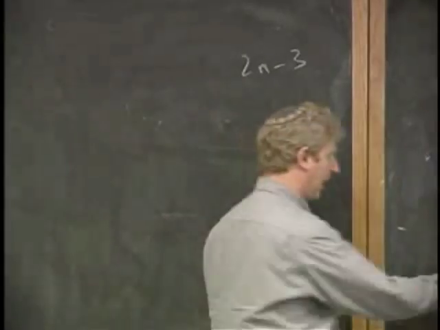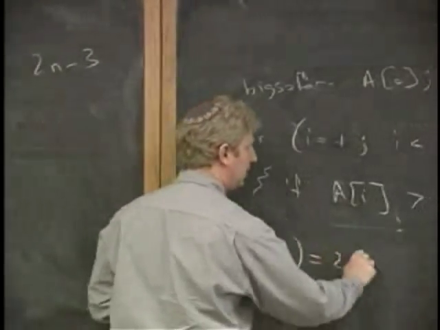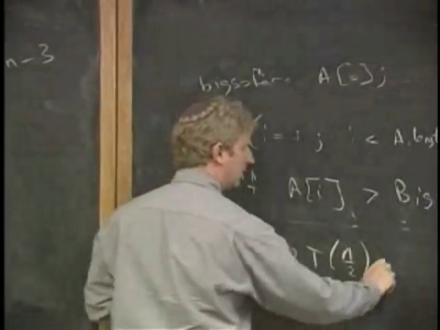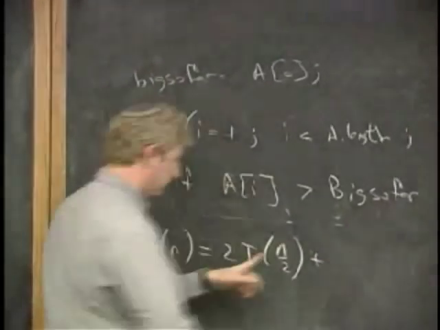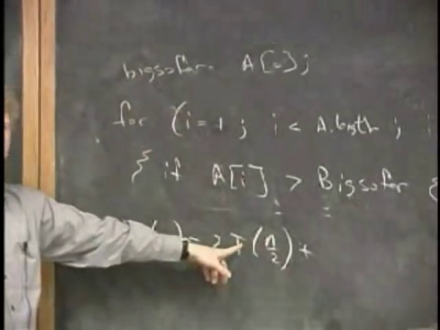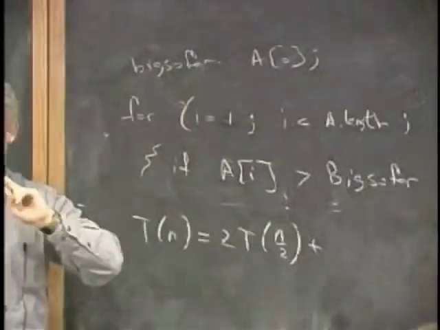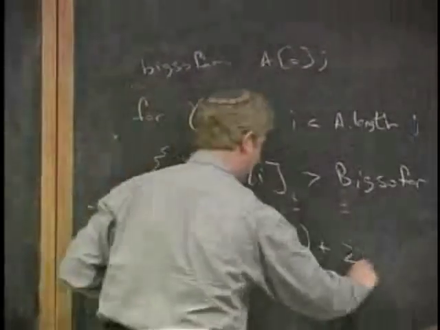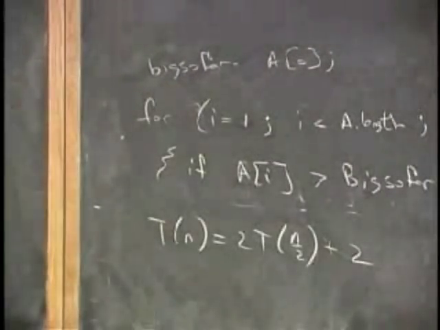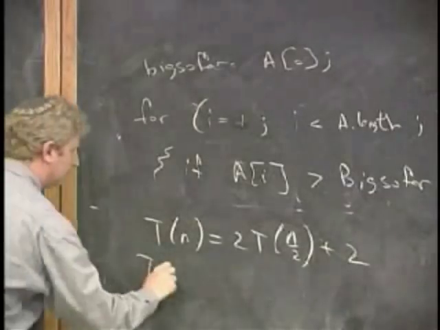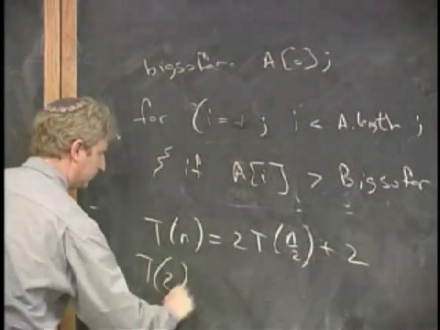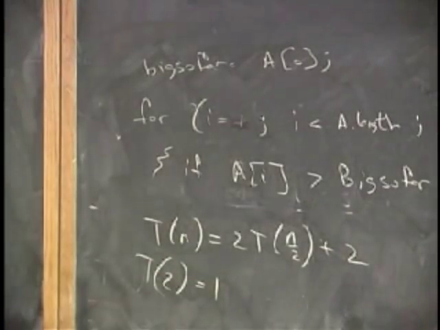So let's write this down. T(n) is 2T(n/2), two half problem sizes, plus how many comparisons when you're all done? Two. Two comparisons. Who knows what that ends up being? T(2) is 1. There's two values, you just do one comparison. Does anybody know? It's like a log n kind of. Is it?